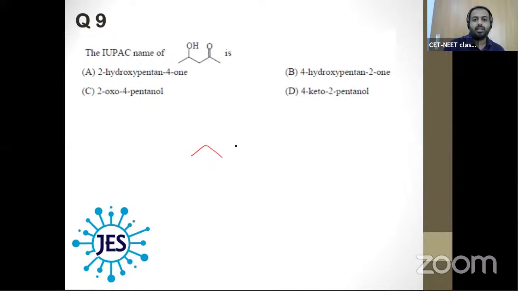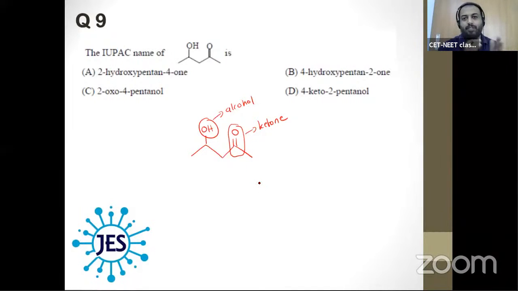Let me rewrite the structure. This also is bond line notation. Convenient ways of writing structures. Okay. Now have a look at this. OH is alcohol functional group, and this is ketone functional group. Now between alcohol and ketone functional group, which comes first in priority? Ketone.